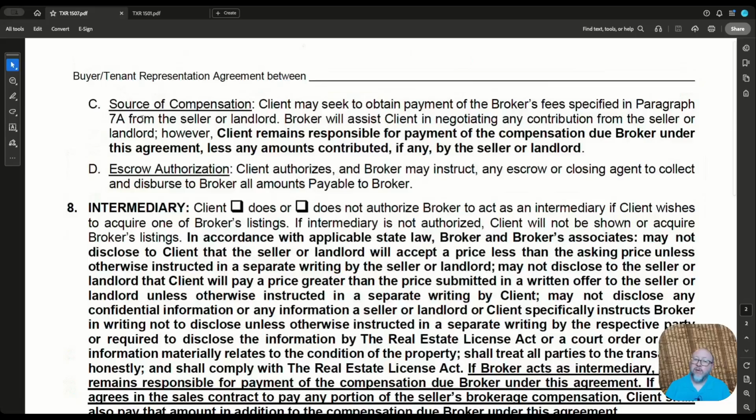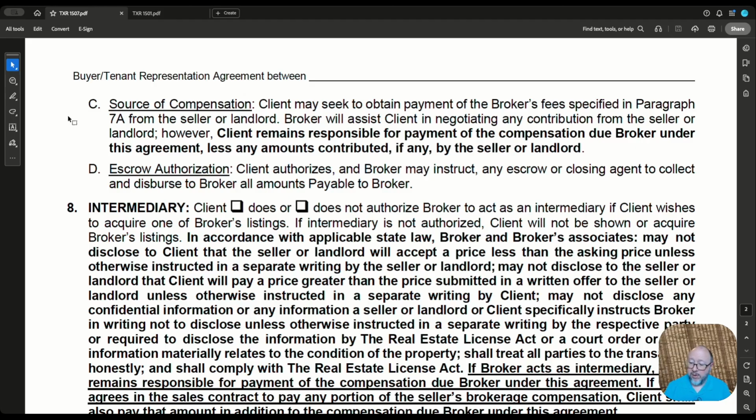Source of compensation: client may seek to obtain payment of the broker's fees specified in paragraph 7A from the seller or landlord. Broker will assist client in negotiating any contribution from the seller and landlord. However, client remains responsible for payment of the compensation due broker under this agreement, less any amounts contributed, if any, by the seller or landlord.